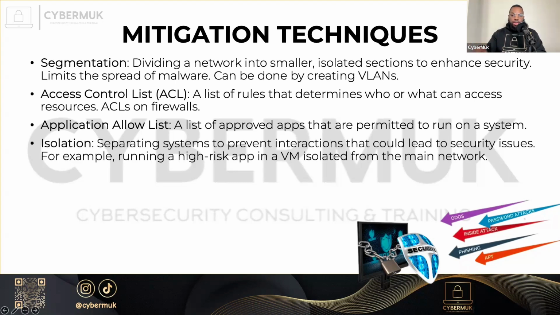Isolation is separating systems to prevent interaction that could lead to security issues. For example, you run a high-risk application in a virtual machine, but then your other applications are run on the main network. This is another way to mitigate attacks. Obviously, patching. Patching is updating your software to fix vulnerabilities. Regularly patch, you regularly apply updates.